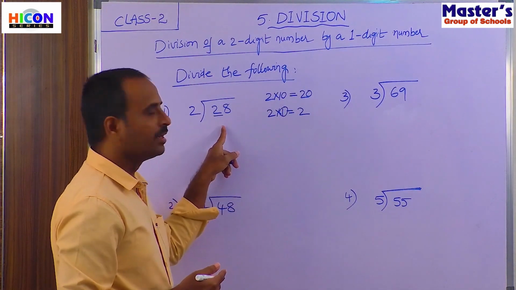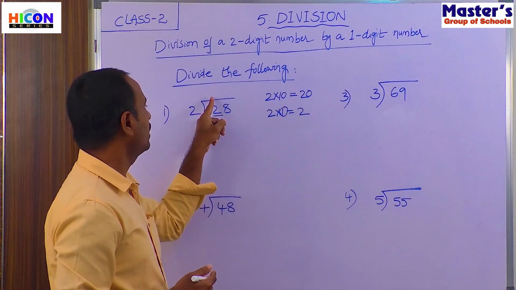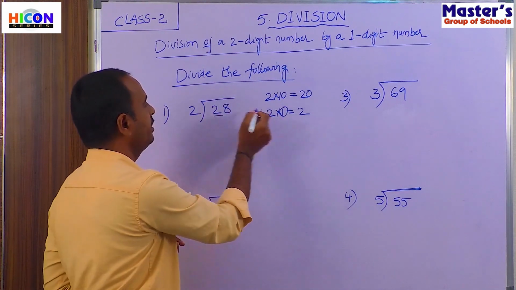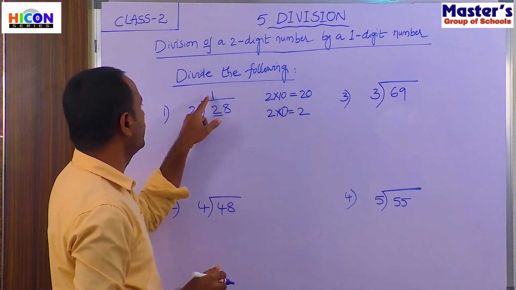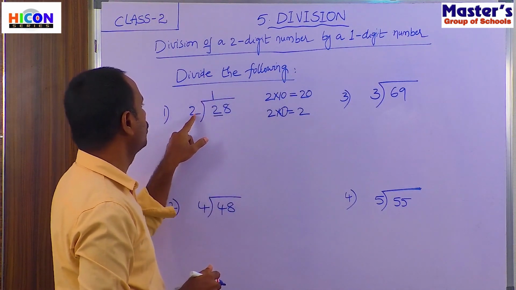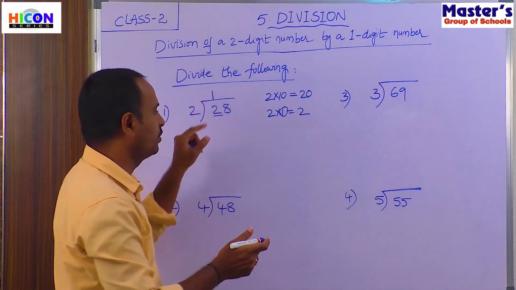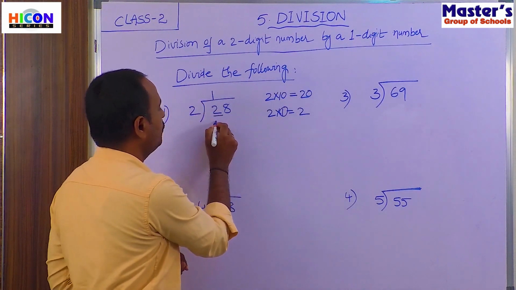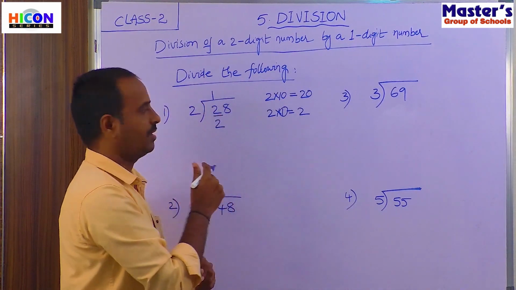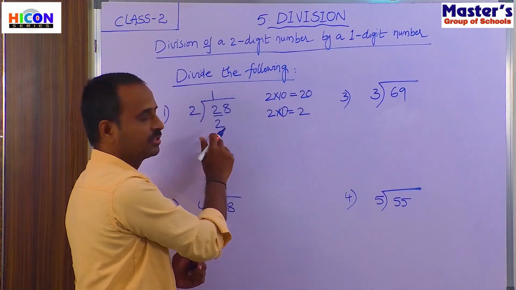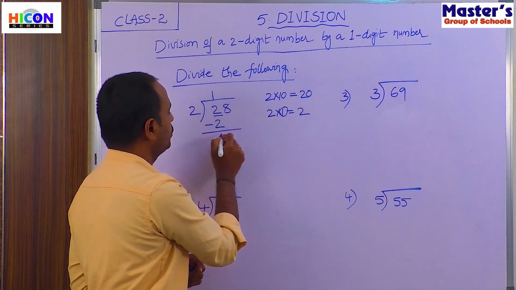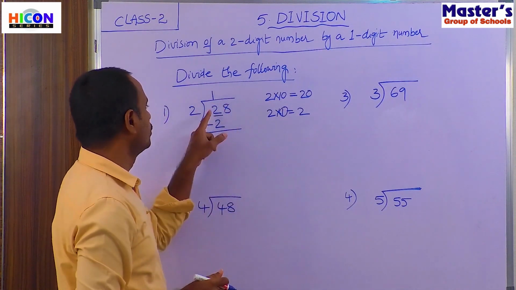So write 1 in the quotient on the line above the dividend. And now multiply these 2. That is 2 into 1. 2 ones are 2. So write 2 below the first digit only, not below the second digit. So write the product below the first digit and subtract the 2 digits. That is 2 minus 2.